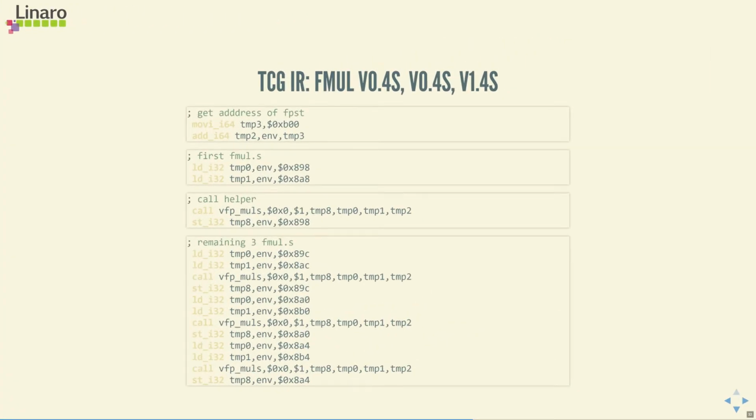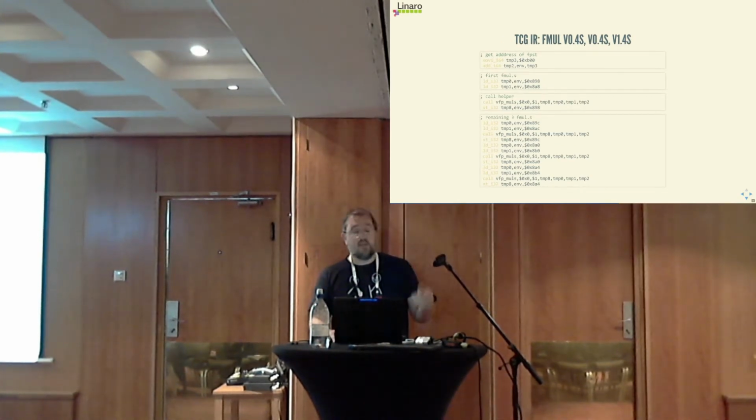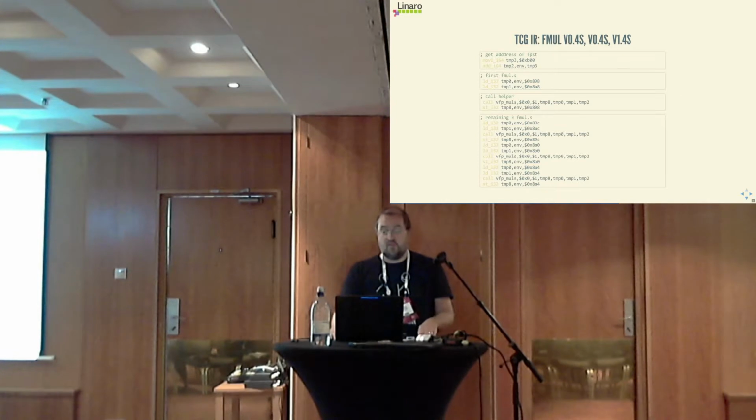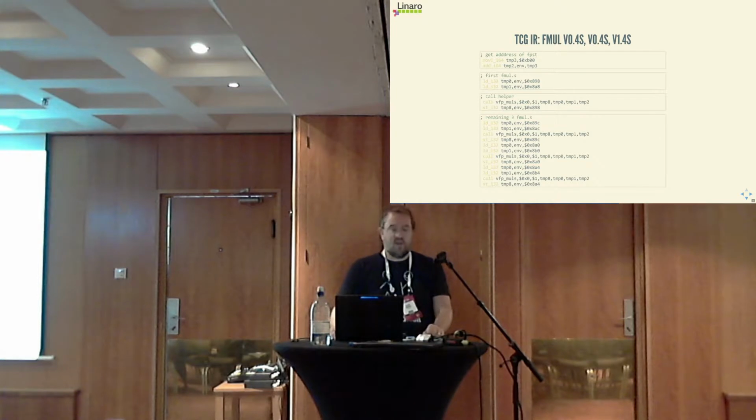So, the fmul instruction. First of all, we need to calculate the address of the FP status register. So this is where we store things like exception flags. Then we need to load the two source values from our CPU environment. The next thing we do is we call the VFP muls helper function. And then finally, we store the result back. And then we have to do it 3 more times.